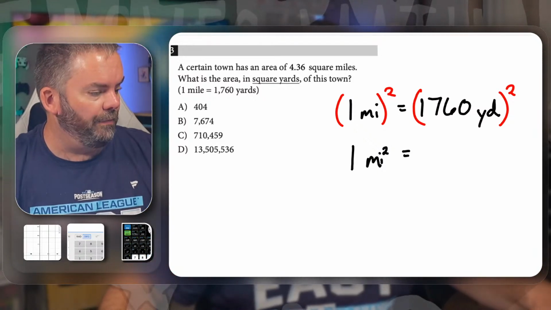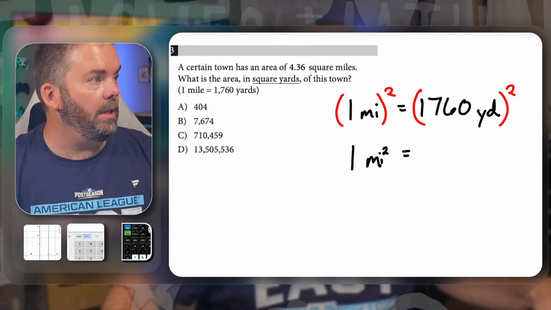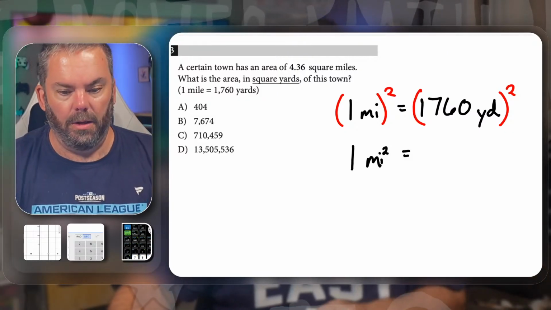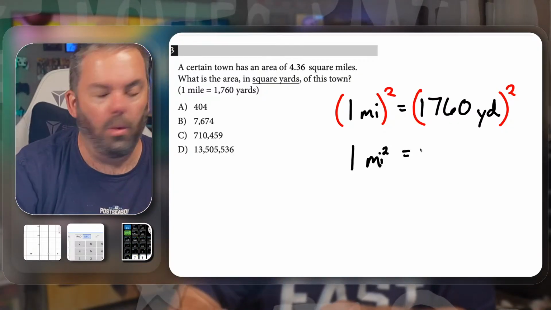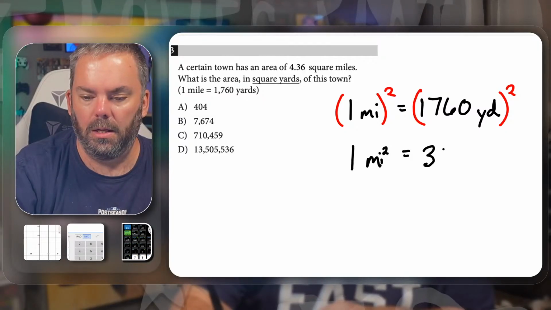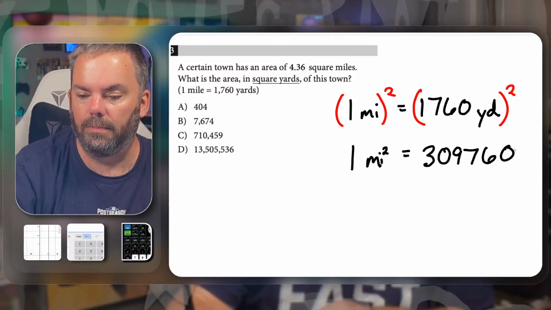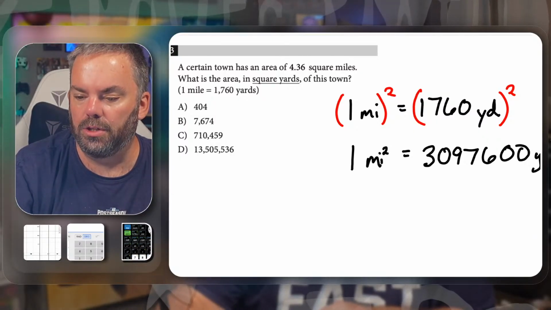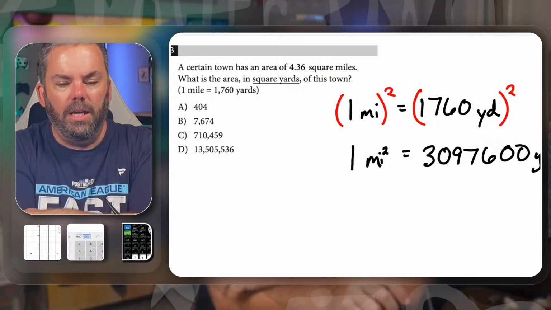1,760 times itself, I don't know. Let's see, what would that be? That would be 3 million. Oh boy, this is a big one, isn't it? So 1760 times 1760 is 3,097,600. There we go. So that's measured in square yards. And now we can use this conversion.